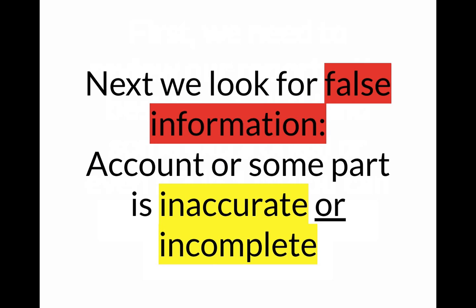So we're looking for false information either on the account as a whole, like, hey, I never had a Capital One credit card. Or, yes, I have that account, but there are pieces of that account that are reporting inaccurately. Or that are reporting in an incomplete manner. So what do we mean by this?